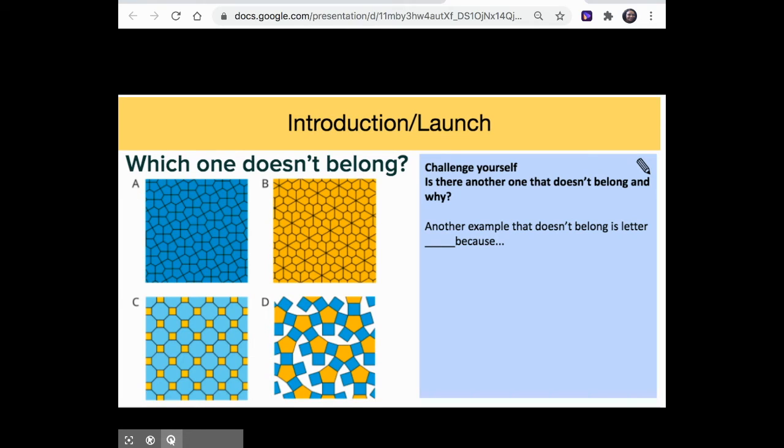is a student may say D because the other tessellations do not have white space between the shapes, or what we call negative space between the shapes. A student may also say C does not belong because it doesn't have any five-sided shapes like the other tessellations do.